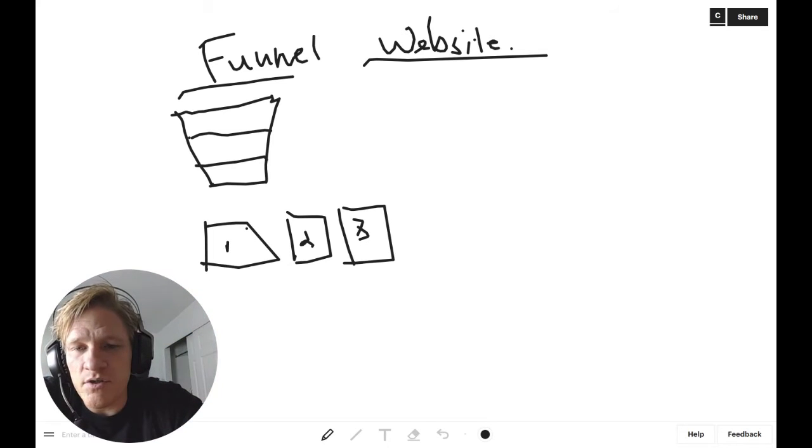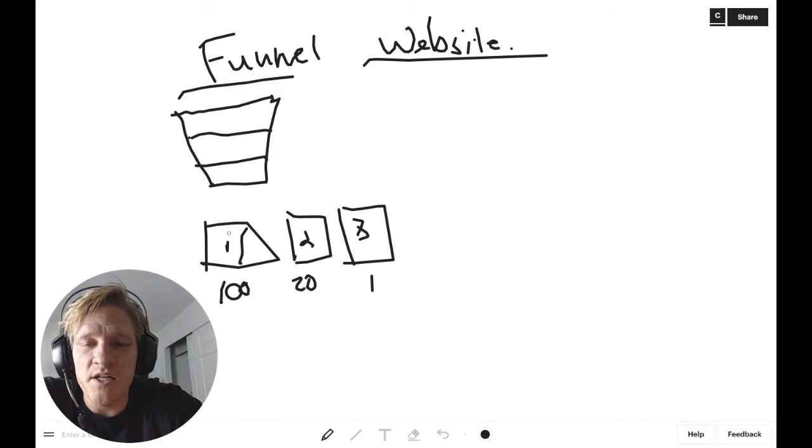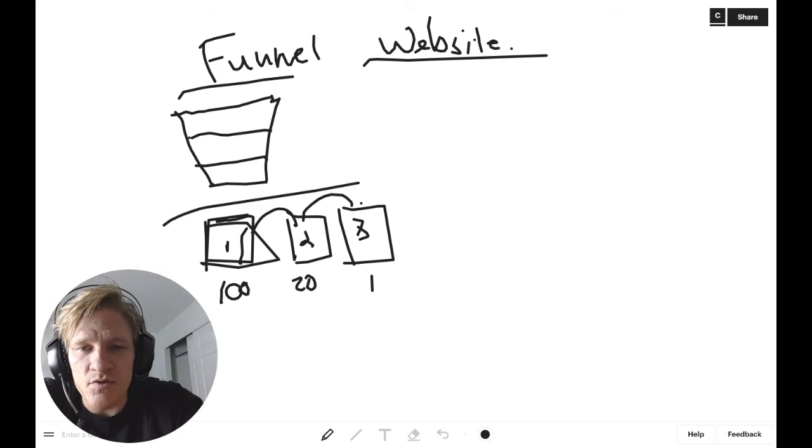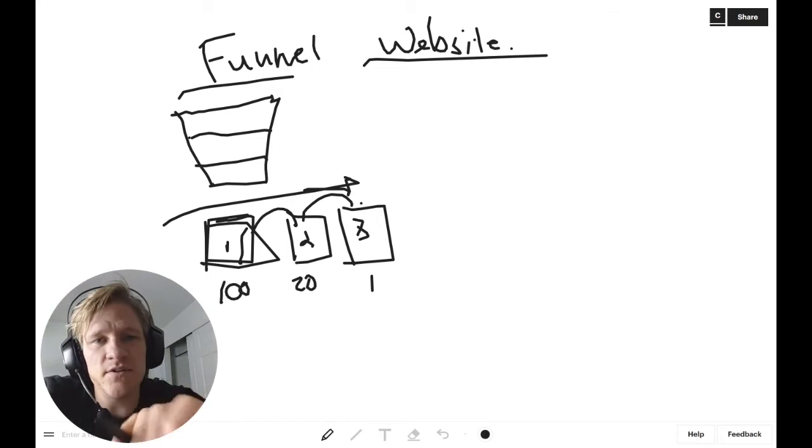So this makes it very predictable for you. So you can measure, hey, 100 people came to this website, only 20 of them went here, and only one of them made it here. So you can make changes with each page, and so you can optimize things. So a funnel directs your customer in a specific way that you've decided.